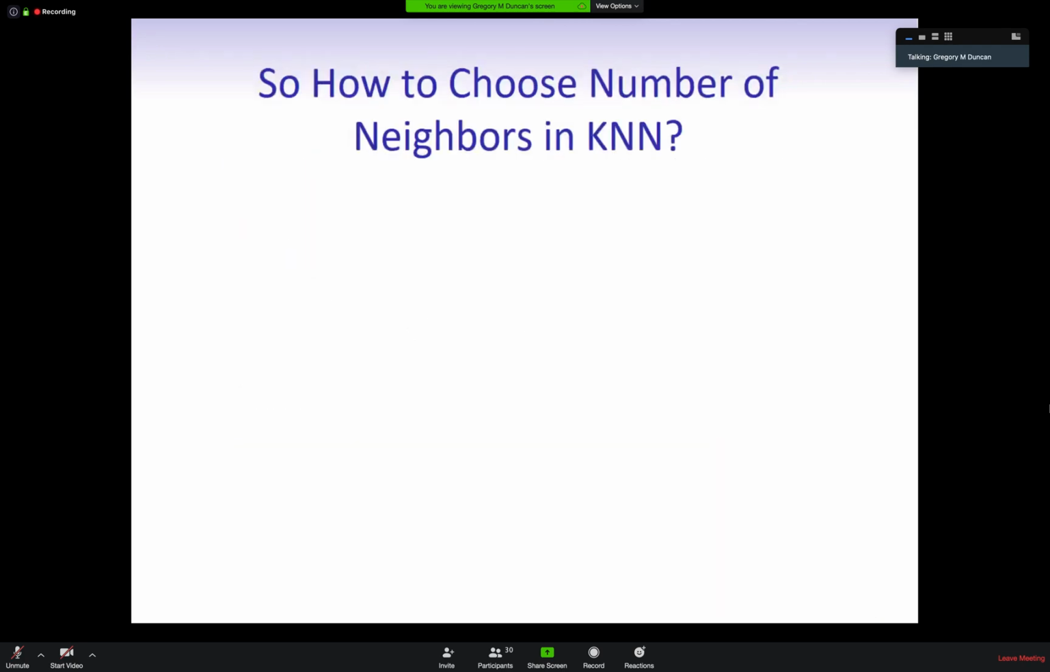Okay. So what does this have to do with anything we've done so far? Well, we just estimated nearest neighbor regressions and nearest neighbor classifications. And when we did a nearest neighbor classification, we estimated a probability using nearest neighbors, and then we used the Bayes classification rule. How do we choose the number of neighbors?